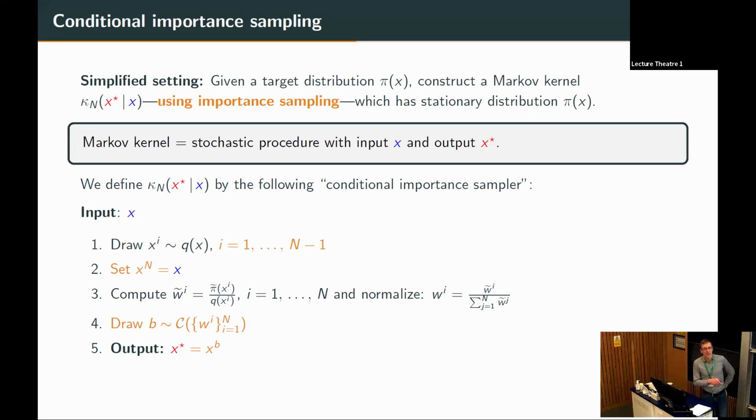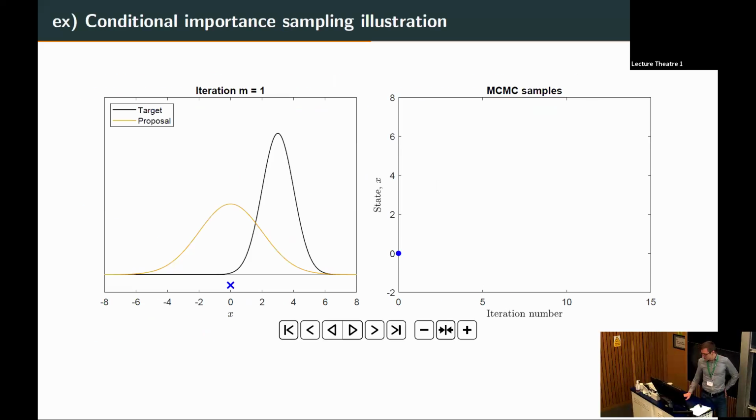The first thing to grasp here is that this is actually implementing a Markov kernel. It implements a way of sampling from a Markov kernel. I have a small illustration here just to show what it looks like. On the left, we have what goes on internally in this procedure. And on the right, we have the resulting trajectory of the MCMC algorithm, the Markov chain.